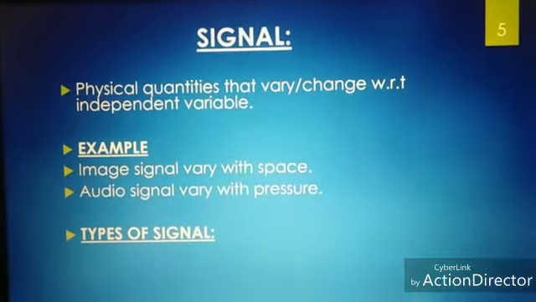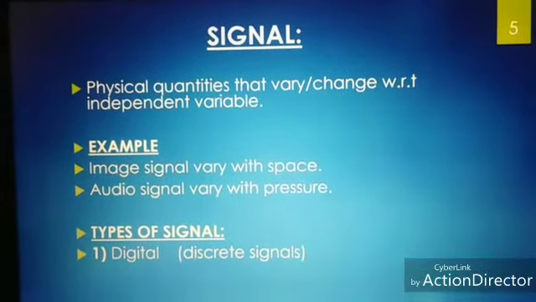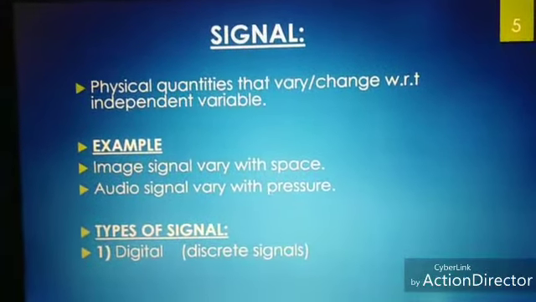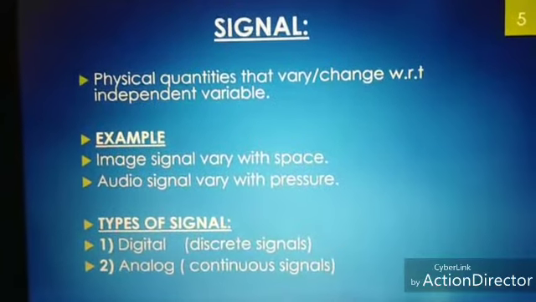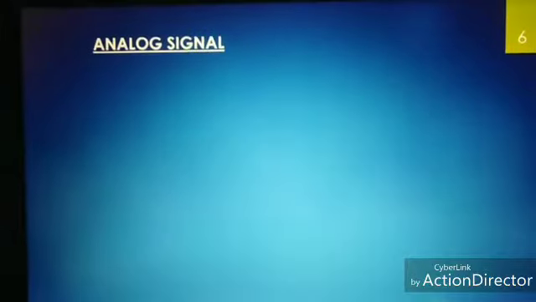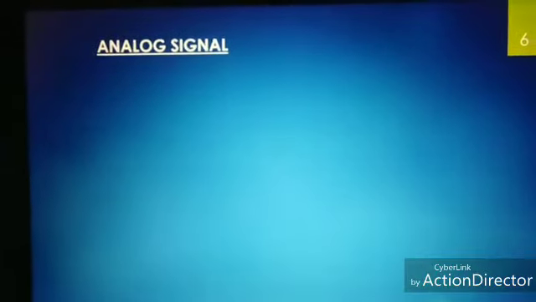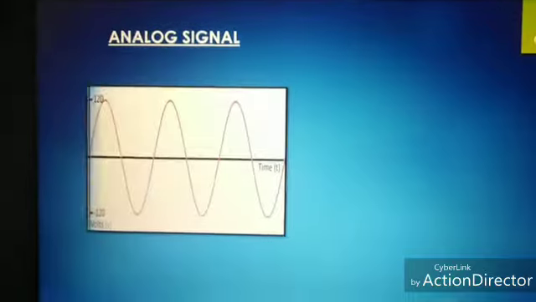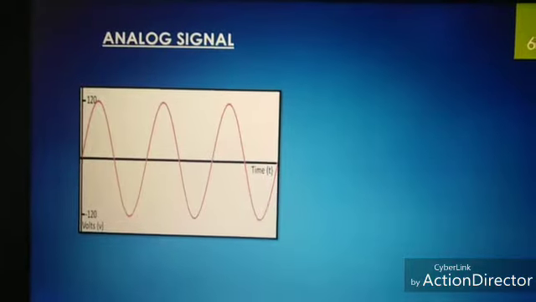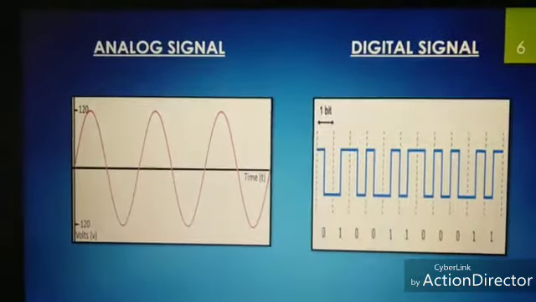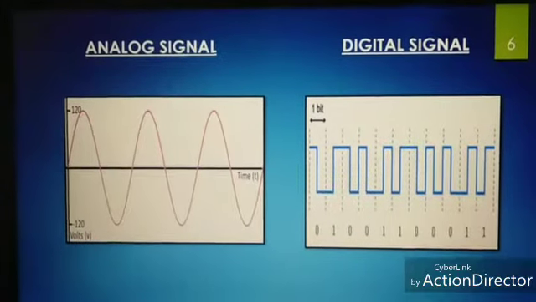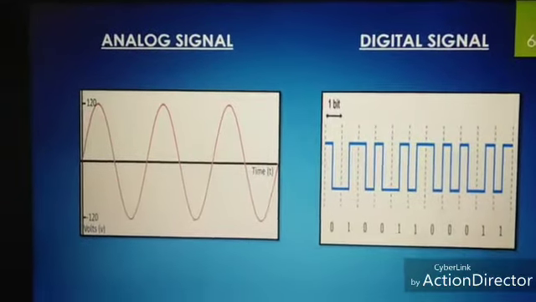Now what are the types of signal? Type number 1 is digital. The digital type is also known as the discrete type, and analog is also known as the continuous signal. Now let's look at how an analog signal looks graphically. This is the graphical representation of an analog signal, and this is the graphical representation of a digital signal.